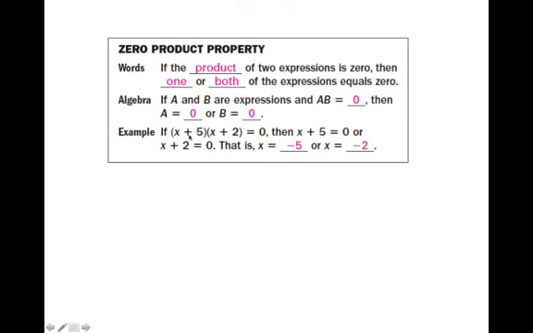So if we have x plus 5 times x plus 2 equaling 0, then x plus 5 equals 0, which will give us a solution of x equals negative 5, or x plus 2 equals 0, which gives us a different solution of x equals negative 2. So we have 2 solutions.